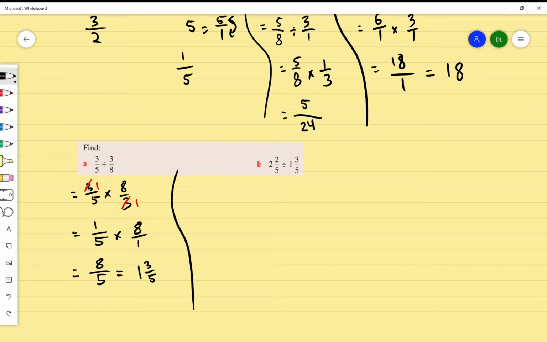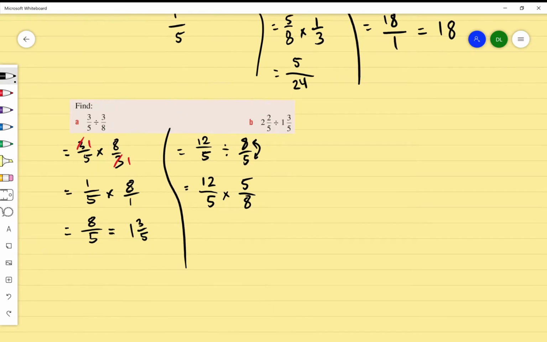Last one over here, I'm going to do the same thing. I'm going to turn them into improper fractions. End up with 5 times 2, which is 10, plus the 2 is 12. So 12 over 5. Hopefully you guys remember how to turn mixed numbers into improper fractions. Now, I've got on the right, divided by 5 times 1 is 5, plus the 3 is 8 over 5. Now, I'm going to flip the second one and multiply them. So flip it, and then multiply. Remember, I'm flipping this one.